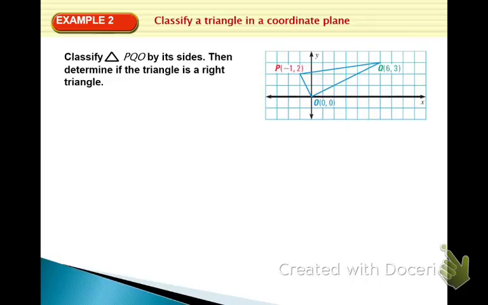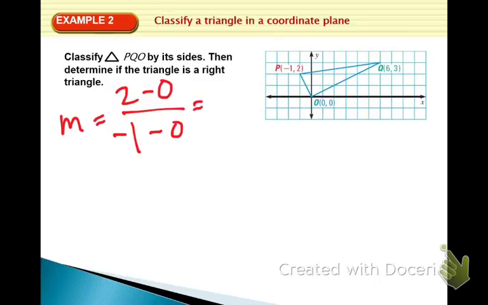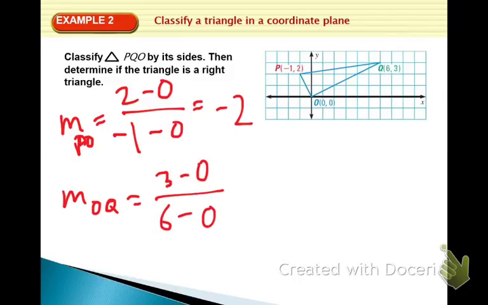So we use the slope formula. M equals y2, we'd make that 2, minus 0, over x2 would be negative 1, x1 would be 0. So it's 2 minus 0 over negative 1 minus 0. So we get negative 2 is the slope for PO. Let's do the slope of OQ. Slope of OQ is equal to 3 minus 0 over 6 minus 0. That equals 1/2.